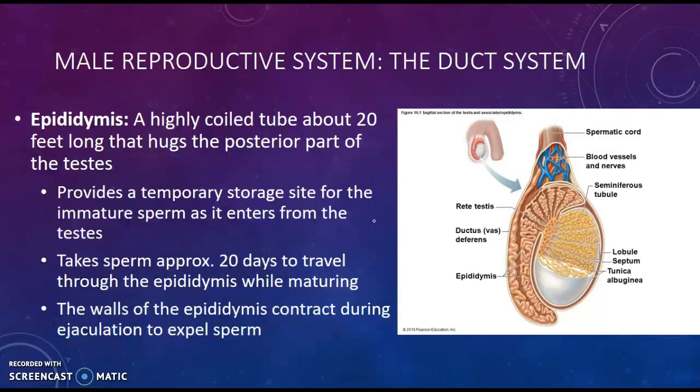This is where the immature sperm now mature. It takes them 20 days to travel through this highly coiled tube. Once again, think about how amazing that is. They have to travel through 20 feet of coiled tubes for 20 days while they're receiving their tail and maturing. Then once ejaculation needs to occur, these epididymis coiled tubes start to contract. If you see here, this is all the epididymis. It's just insane.